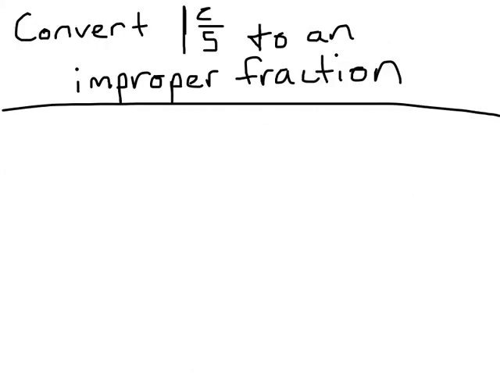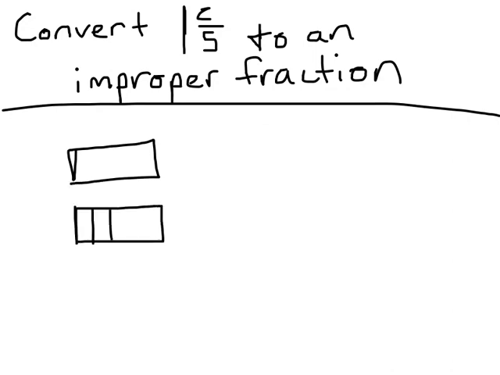Now let's jump into today's lesson. We're going to go back to multiplying mixed numbers tomorrow. So today we need to practice converting between improper fractions and mixed numbers. So let's convert 1 2/5 to an improper fraction. Remember, this means that I have 1 whole and 2/5 of a second whole.